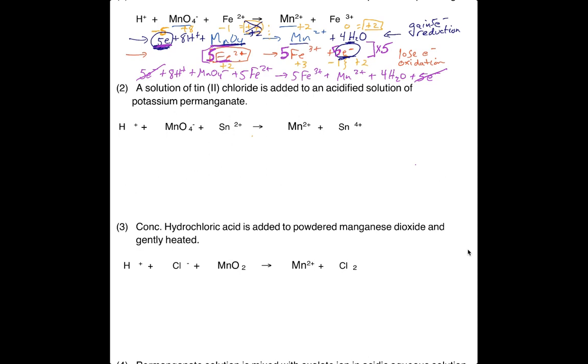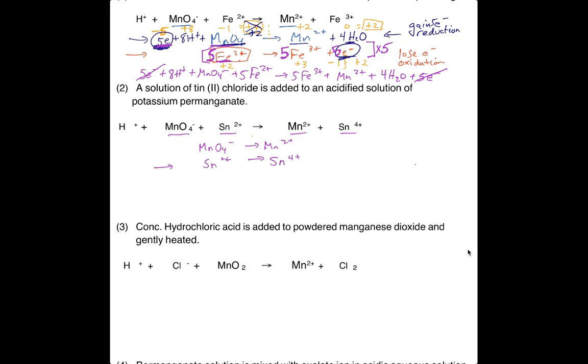Okay, let's look at number 2. We've got the permanganate ion and the manganese 2 plus. We're classifying those together because they both involve manganese. We've got the tin 2 plus and the tin 4 plus. We'll classify those together because they're both tin. So let's start with the easiest first.